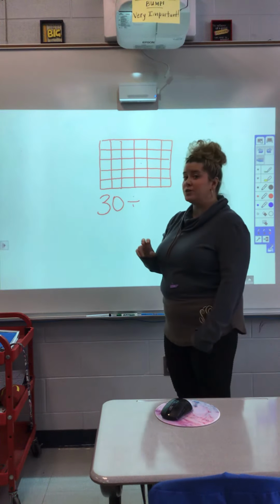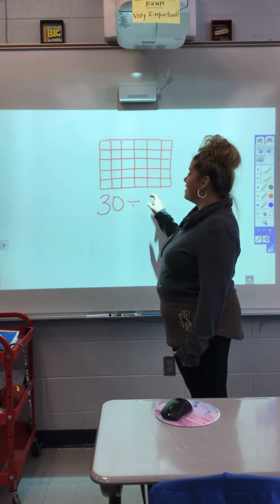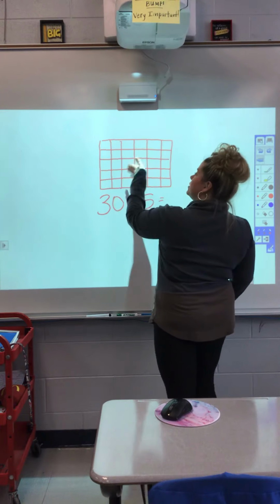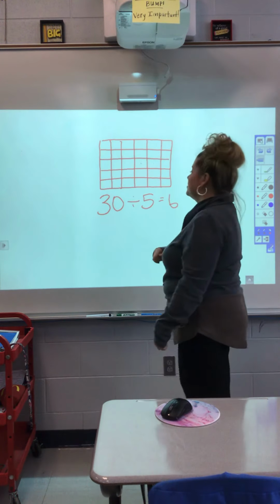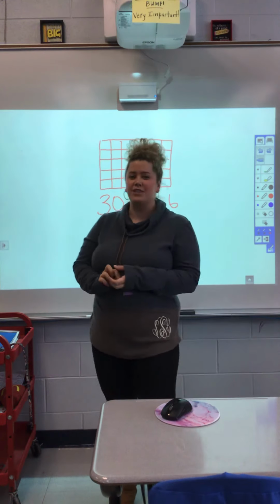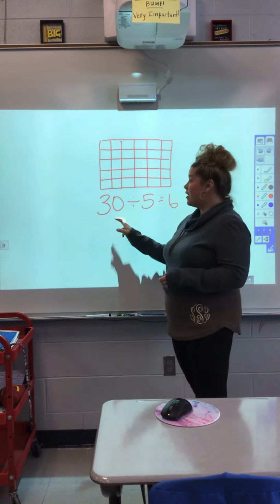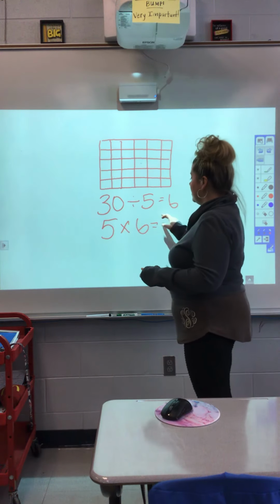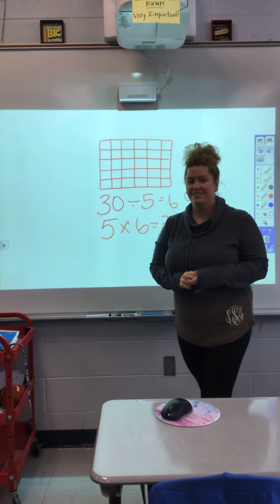Divided by how many rows do I have? 5. And then that equals how many in each row? 1, 2, 3, 4, 5, 6. So 30 divided by 5 equals 6. What was your multiplication fact for it? 5 rows times 6 columns equals 30.